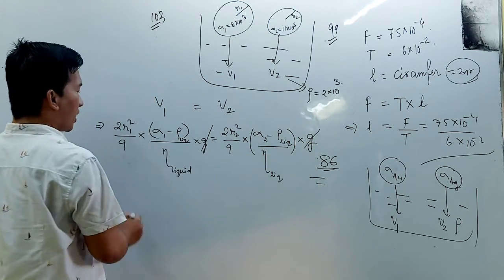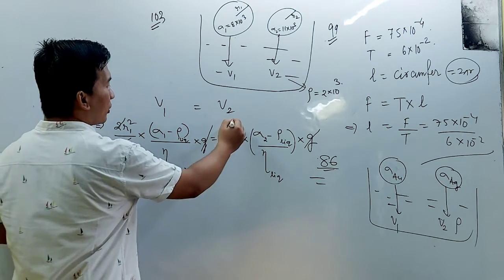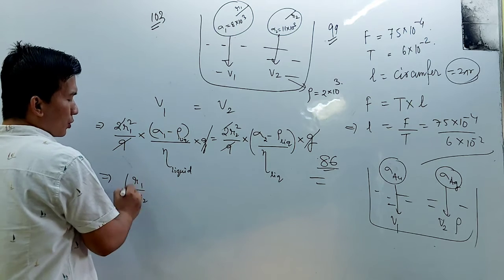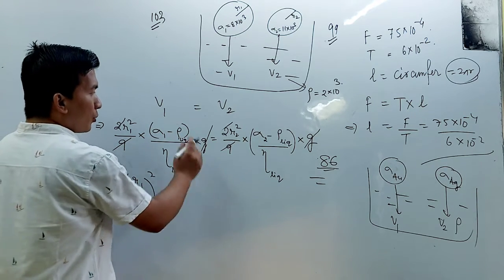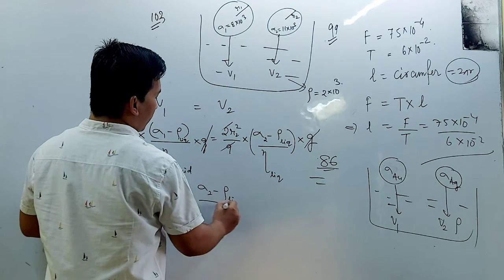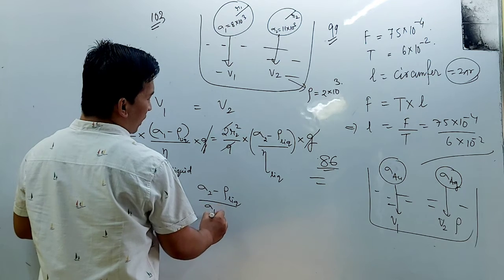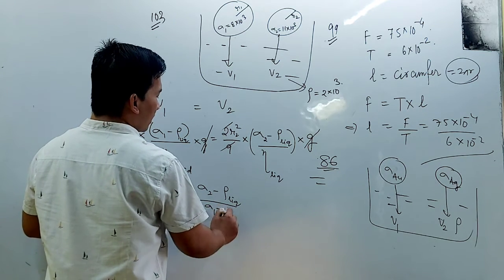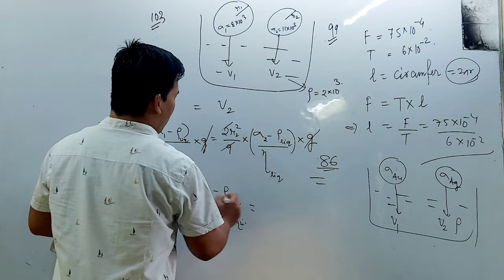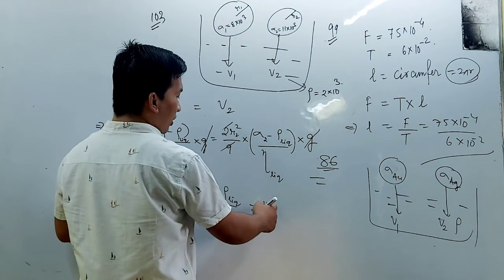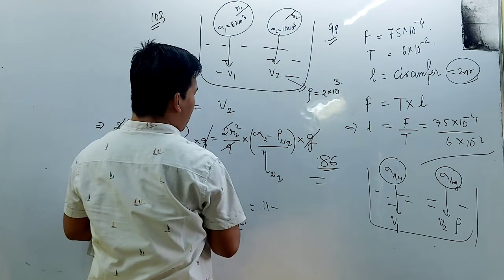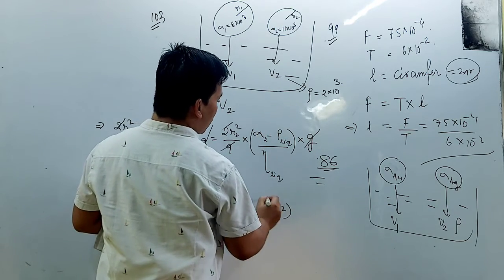Here the g cancels out, and the 9 and the 2 get cancelled. So here we have to find out r1 divided by r2, so this will become a square. Now when this is transferred over here, this is sigma 2 minus the density of the liquid, divided by sigma 1 minus the density of the liquid. The density of the liquid will be 11 into 10 to power 3.